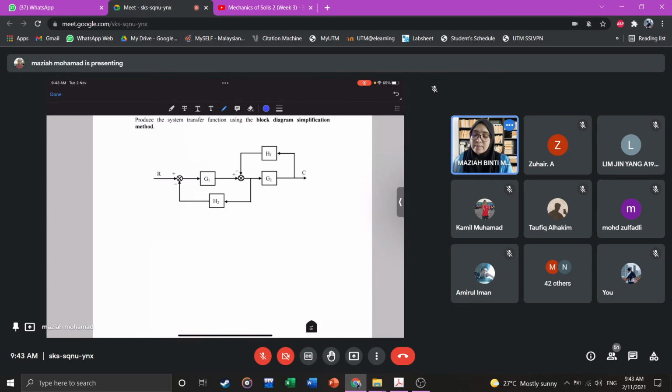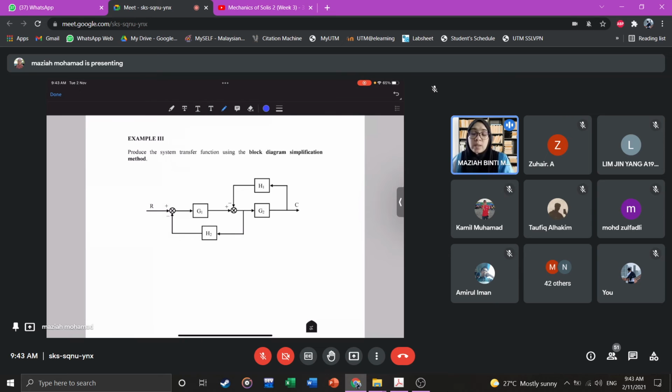Any question on that? Okay, so example number 2 just now is just to show you how to use the equation of feedback parallel block. Because later on you will see you're going to use that equation in most of the steps when you simplify the block diagram, because eventually it will become a feedback loop. All right.